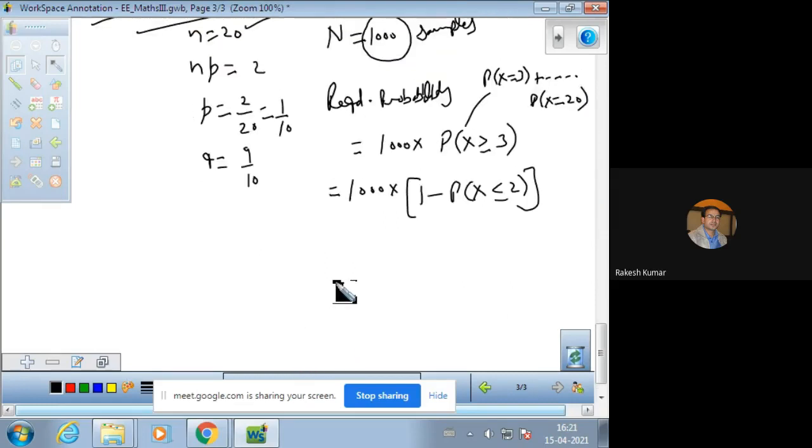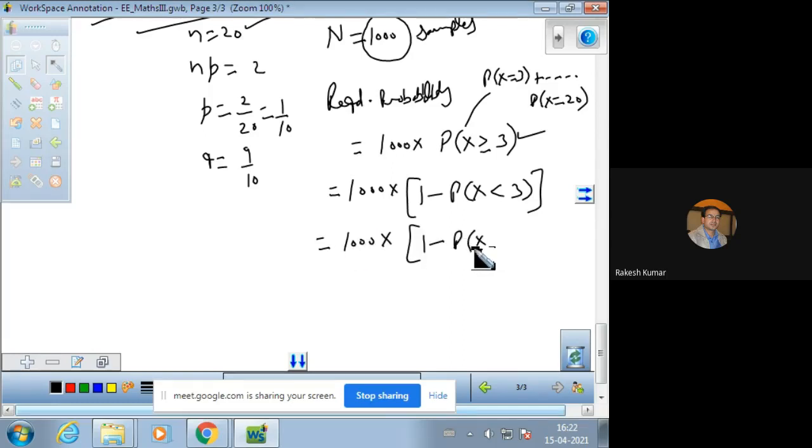Now this complement law can be used here because यहाँ पर एक स्टेप में तो हम लोग ये भी लिख सकते हैं x की वैल्यू यहाँ पर जो कैलकुलेट करनी है 3 या उससे ज्यादा. तो कॉम्प्लीमेंट में क्या आएगा 1 माइनस प्रोबेबिलिटी x लेस देन 3 से कम. नाउ और 3 से कम जो वैल्यू होती है वो होती है 2 या उससे कम. सो यू कैन राइट डाउन द कॉम्प्लीमेंट फॉर्मूला हियर. सो 1000 into probability 1 minus p0 p1 and p2.